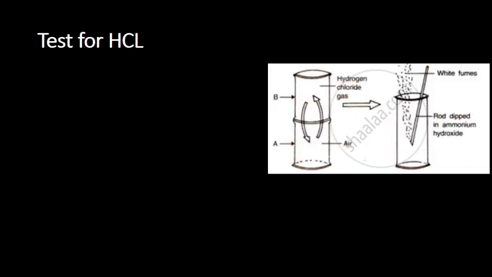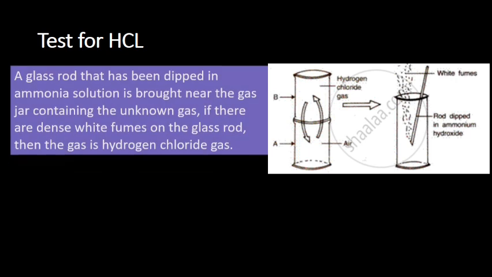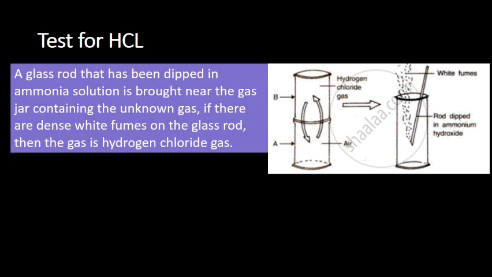Test for HCl. We can test for HCl by using a glass rod. If you dip a glass rod in concentrated ammonia solution, aqueous ammonia, and bring it to the gas, you will see a white film around the glass rod. That tells you that the gas is hydrogen chloride gas.